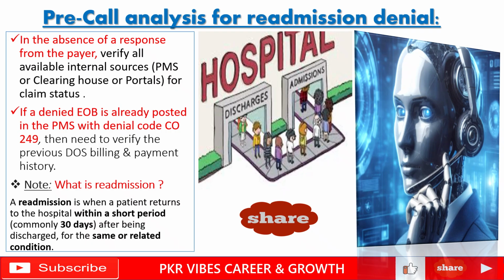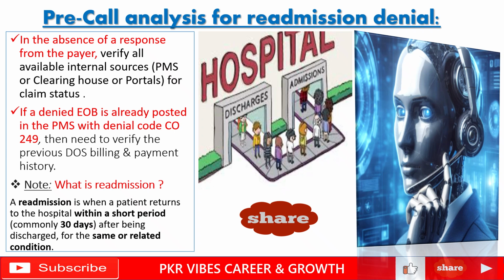Then what kind of analysis should you do on a claim? You should verify the previous DOS billing and payment history. We already have the denial code, but before calling the insurance, we should verify: did we bill this kind of service previously? If we billed, did we get a payment for this claim or not?